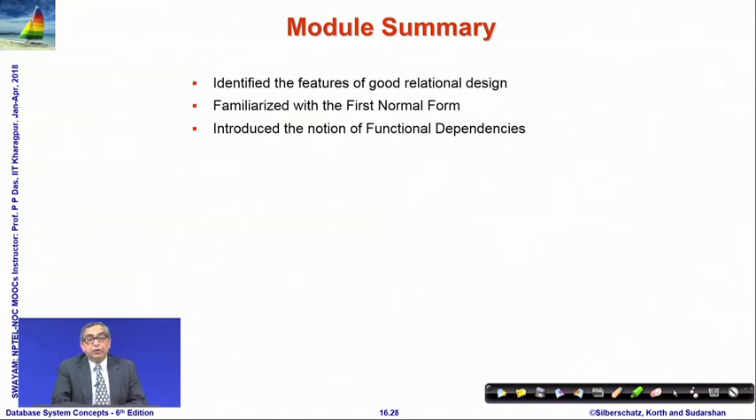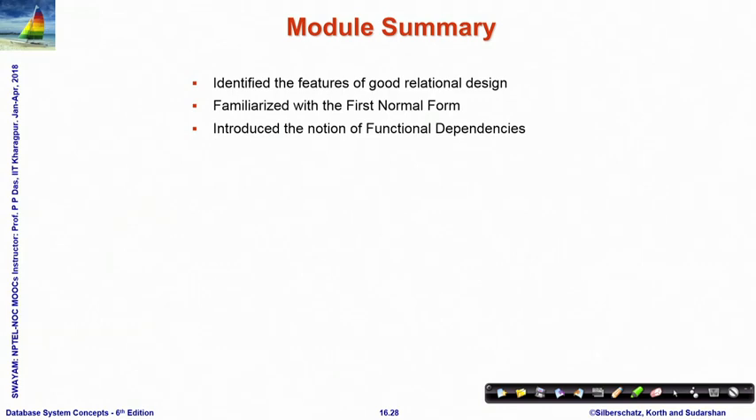So, we will continue more on the theory of functional dependencies, but let us conclude this module by summarizing that we have identified the features of good relational designs, the trade off between decomposition and the lossless join properties that we need. We have familiarized ourselves with the first normal form and atomic domains, and we have introduced the notion of functional dependencies on which we will build up more and try to zero in on very concrete strategies for good designs.